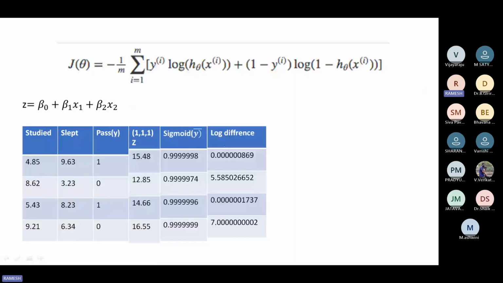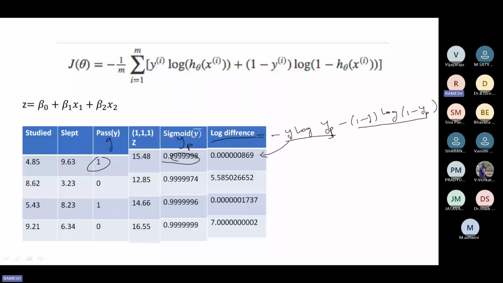So you can substitute here. This is our y value. This is our y predicted value. Now if we substitute, the log difference is equal to minus y into log of y predicted minus (1 minus y) into log of (1 minus y predicted). If in place of y we substitute 1, and in place of y predicted we substitute 0.999, it will become 0. So only log of y predicted value is this one.